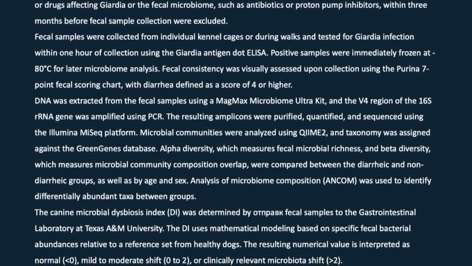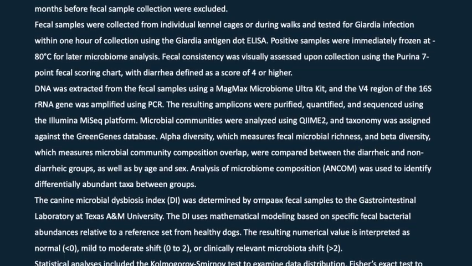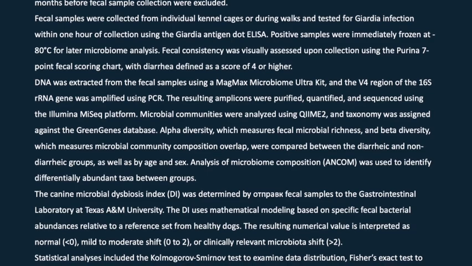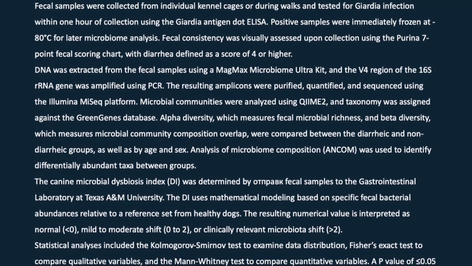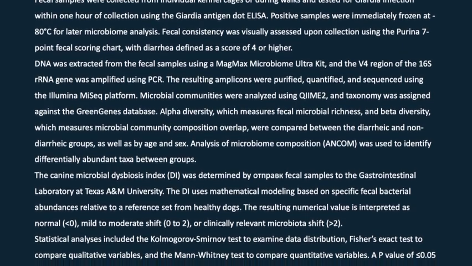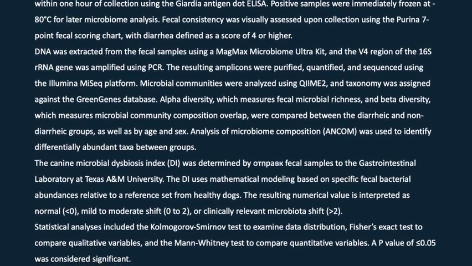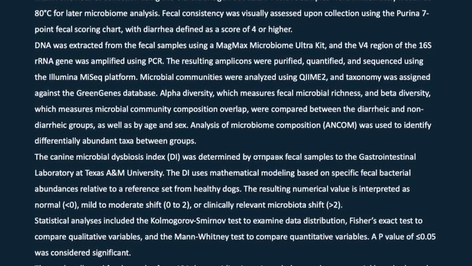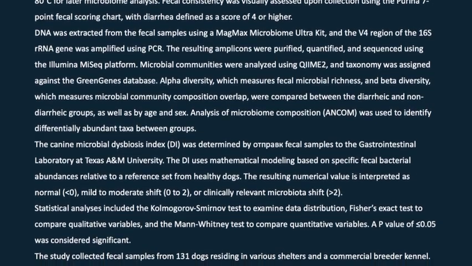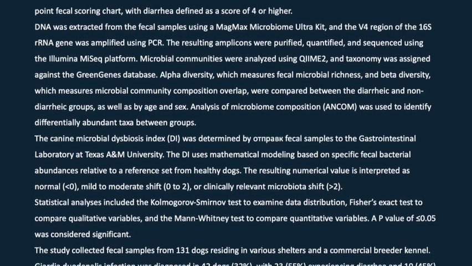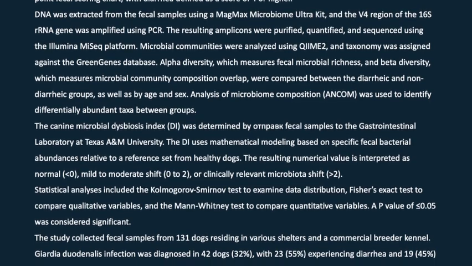Microbial communities were analyzed using QIIME2, and taxonomy was assigned against the Greengenes database. Alpha diversity, which measures fecal microbial richness, and beta diversity, which measures microbial community composition overlap, were compared between the diarrheic and non-diarrheic groups, as well as by age and sex. Analysis of composition of microbiomes, ANCOM, was used to identify differentially abundant taxa between groups. The Canine Microbial Dysbiosis Index, DI, was determined by sending fecal samples to the Gastrointestinal Laboratory at Texas A&M University.